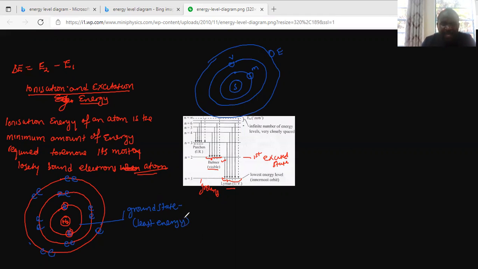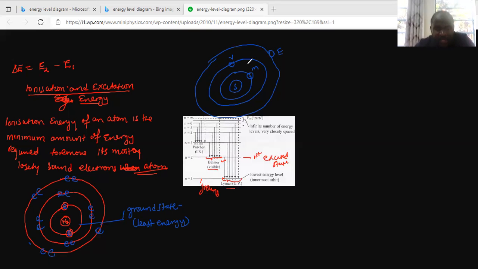That is why we are saying ionization energy is that amount of energy which is minimally required to remove an electron which is in the innermost shell and is loosely bound to the nucleus of the atom. So for those electrons which are closest to the nucleus, the minimum amount of energy you require to do that is what we call the ionization energy.